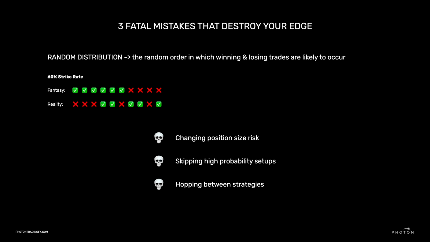Because with a 60% strike rate strategy, by the 10th trade, most beginners would reasonably expect to have won 6 times. The numbers seem to add up. 60% of 10 trades should mean 6 winners, right? So why haven't I won 6?